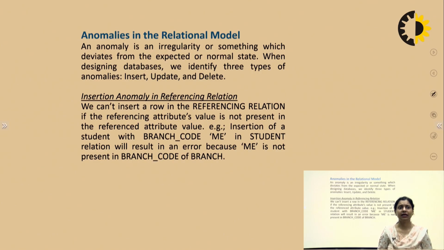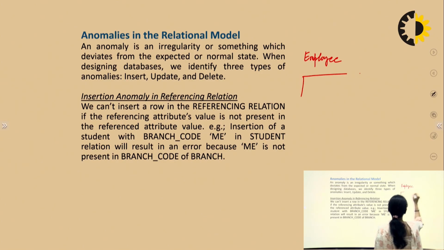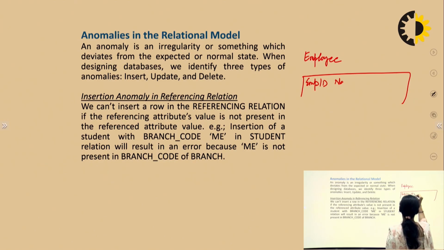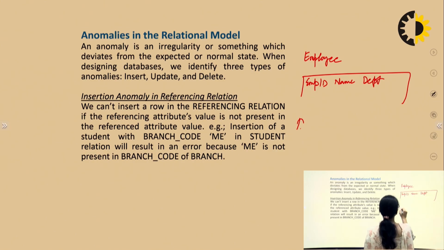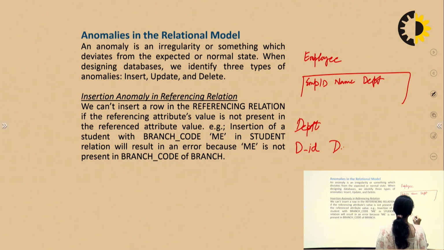In case I am trying to add some value in the referencing table, that will not be allowed if it is not referenced in the reference table. For example, suppose I have one table as employee, and this employee has EMP ID, name, and the department. The other table that I have is the department table with the department ID and the department name.